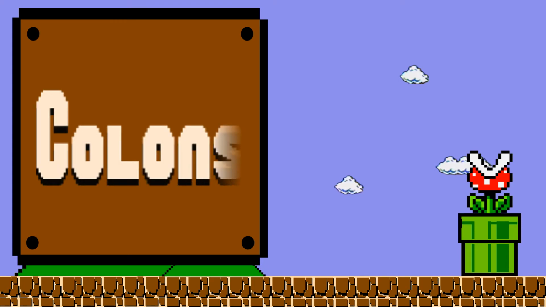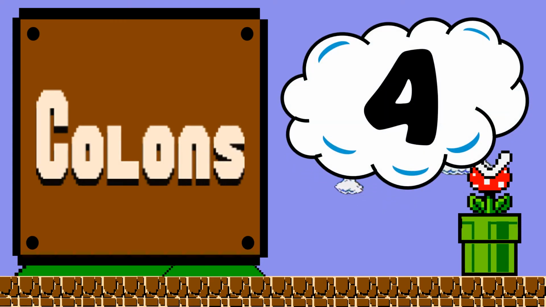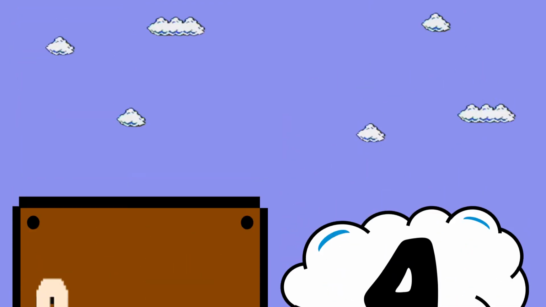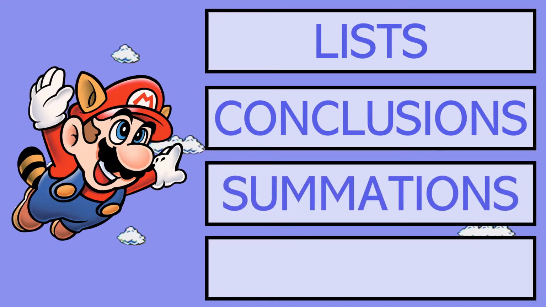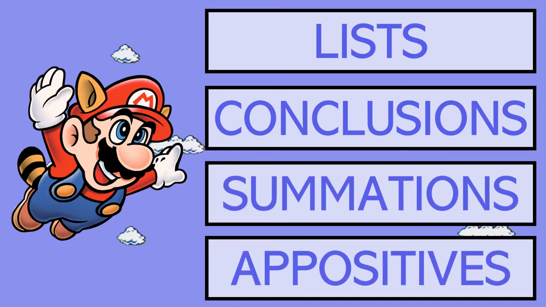Let's start with colons. And they actually serve four different purposes. So what are these uses? Well, first, colons can introduce lists. They can also introduce conclusions, summations, and appositives, which are simply a renaming of something. But let's take a look at examples of each of these so we can understand the subtle nuanced differences between each of them.